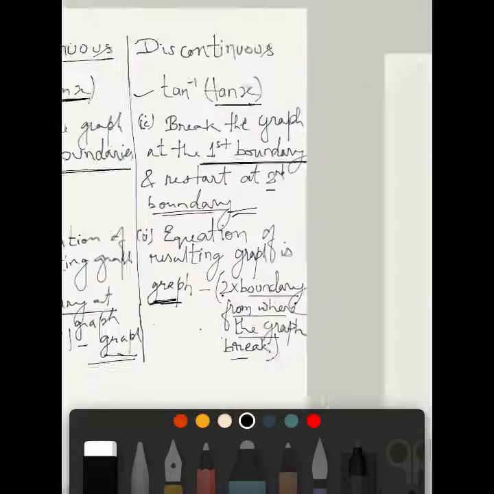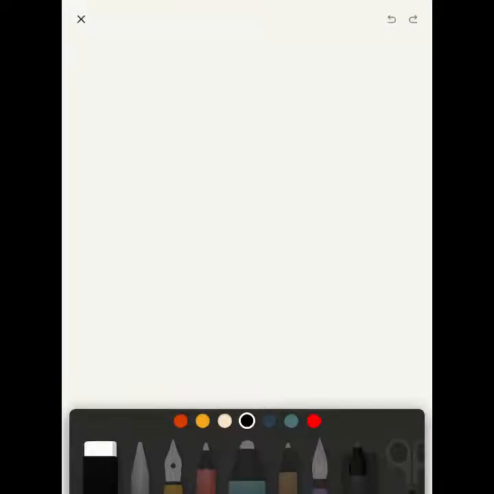So let us see one by one. Let me take the first one: y equals sine inverse of sin x. In this case, is your inner function continuous or discontinuous? It is continuous, right?